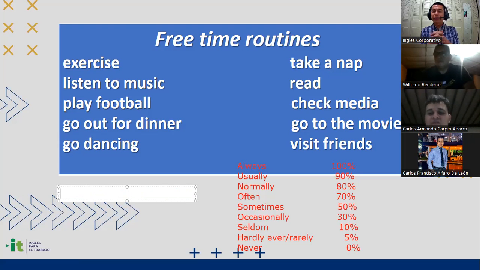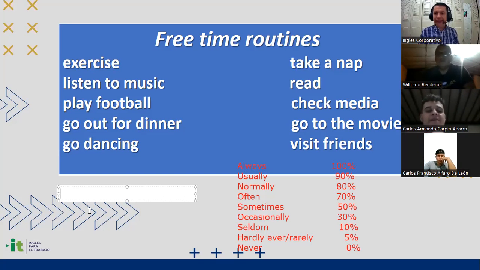Go dancing. I go dancing. I sometimes. Siempre él tiene que ir antes, ¿va? Yes, of course, yes. Okay. I usually go dancing. Yes, I usually go dancing. Yes, that's it. Only that, right? Thank you, Carlos. Thank you very much. So Carlos usually goes dancing, right?